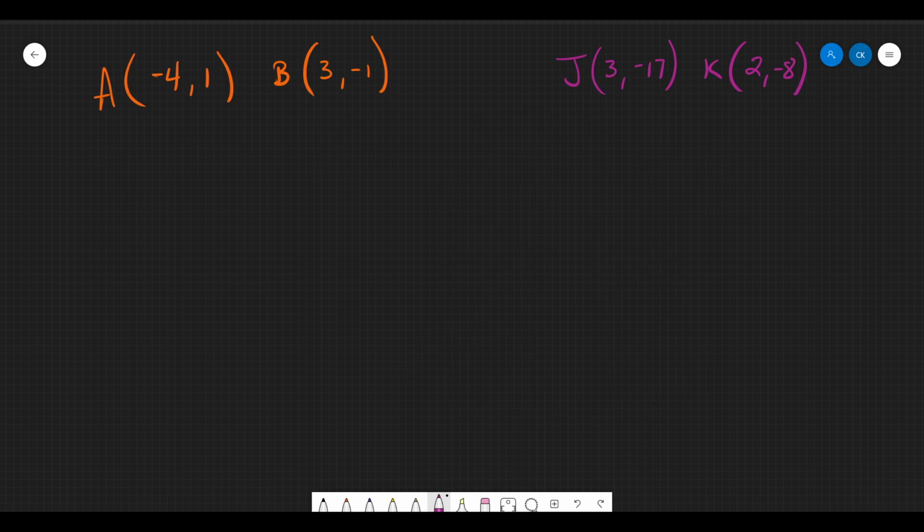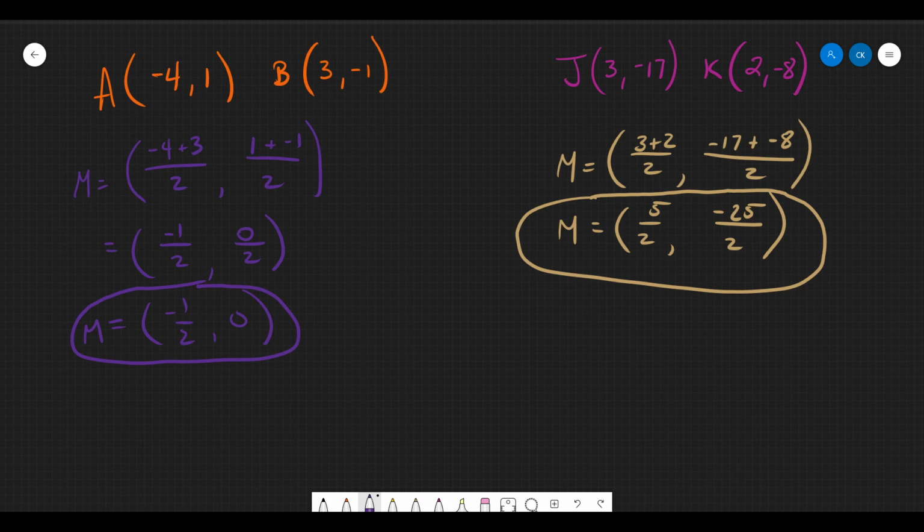Okay, so again, I have 2 problems up here that I would like you to try on your own. So pause the video here. I want you to try to find the midpoint between the points A and B. And I want you to also find the midpoint between the points J and K.